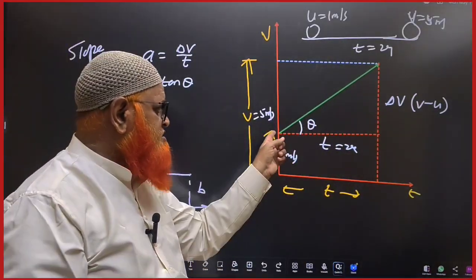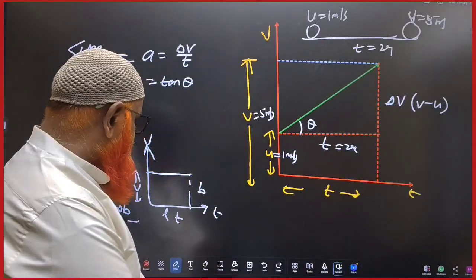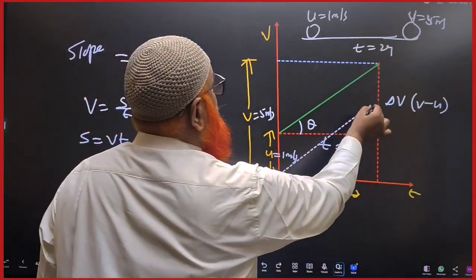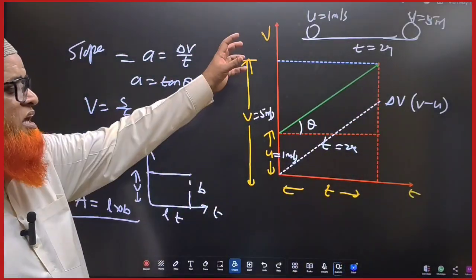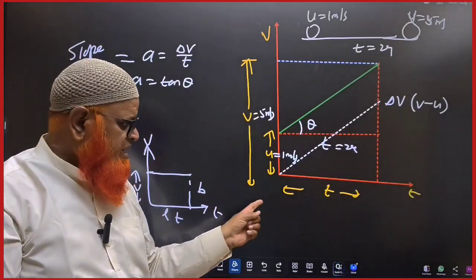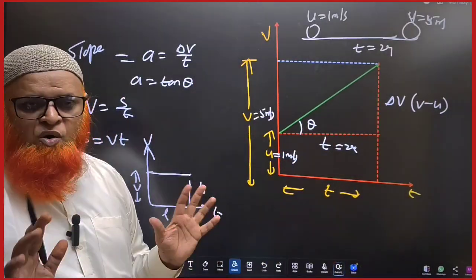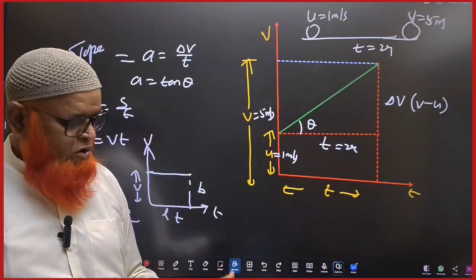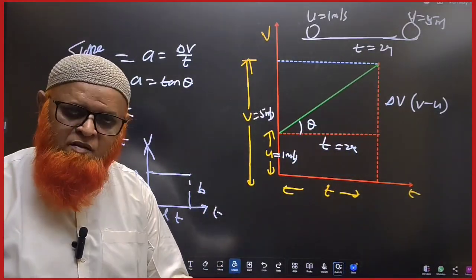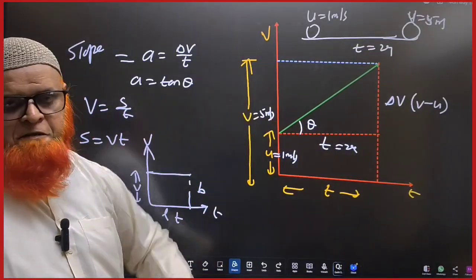This simple line which starts from here is proving that it already has a certain velocity. If I draw the line from here, it is understood that the body has just started, started from zero velocity, reached the final velocity, and it took time. If we shift this line a little upward, it is not starting from zero, it already has some speed.